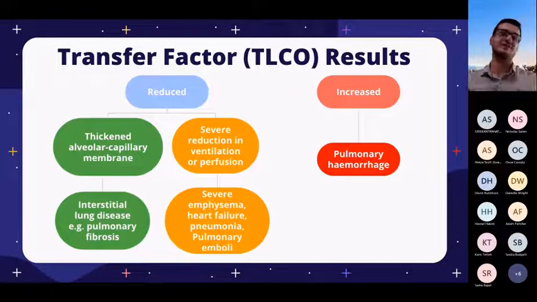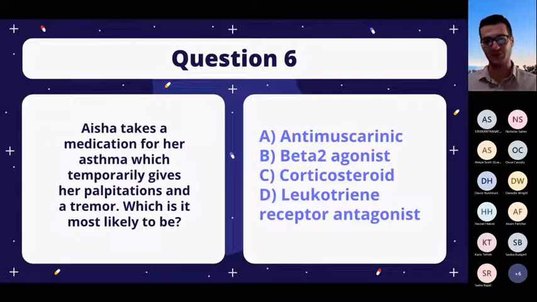And then transfer factor, don't worry too much about this, but transfer factor might be increased if you've got something like a big hemorrhage, which is obviously a terrible thing. Because you've got loads of red blood cells being exposed to lots of the oxygen in the alveoli, but obviously not in a useful way, in a very detrimental way. Next question.